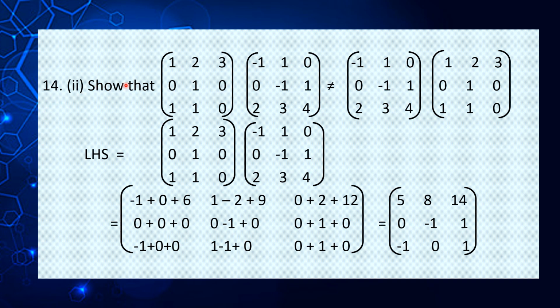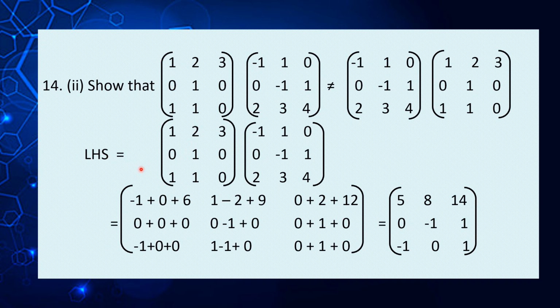Then the second part: show that [1 2 3; 0 1 0; 1 1 0] [-1 1 0; 0 -1 1; 2 3 4] is not equal to [-1 1 0; 0 -1 1; 2 3 4] [1 2 3; 0 1 0; 1 1 0]. So, as we did in the previous question, we would be considering a similar situation here. First consider the LHS and multiply these two matrices.